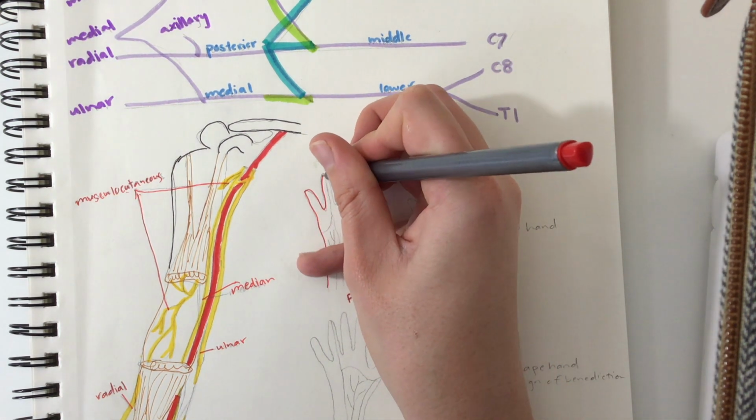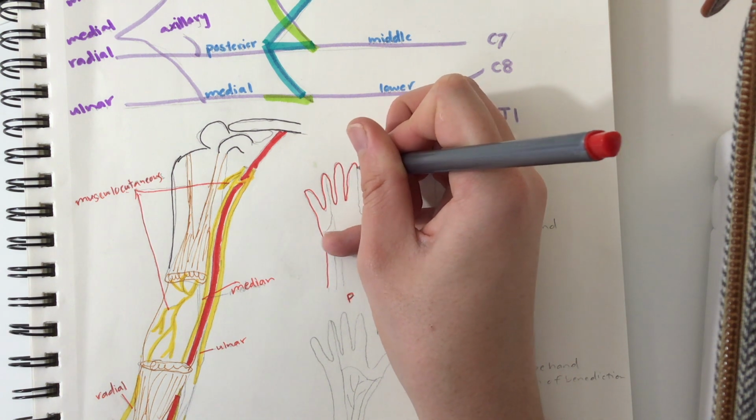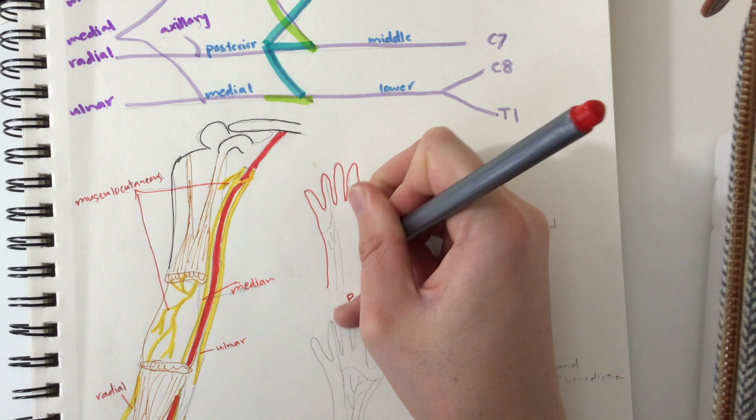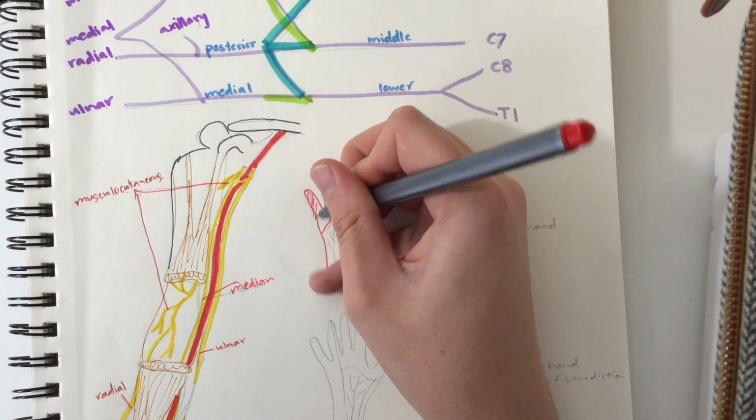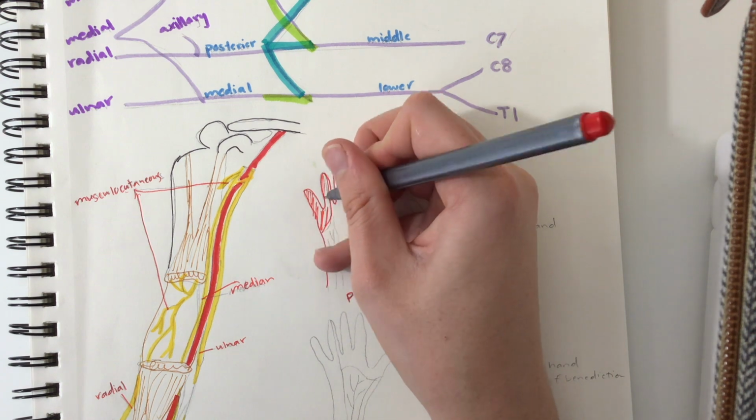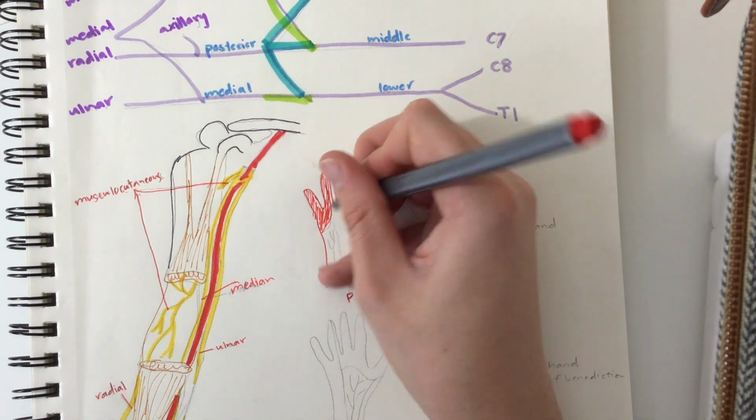So with the ulnar nerve, we have sensation that goes to the little finger and half of the ring finger on the palmar side. And so I'm going to go ahead and shade that in so you can visually represent. And a good way to remember that is those two fingers together look like a U.